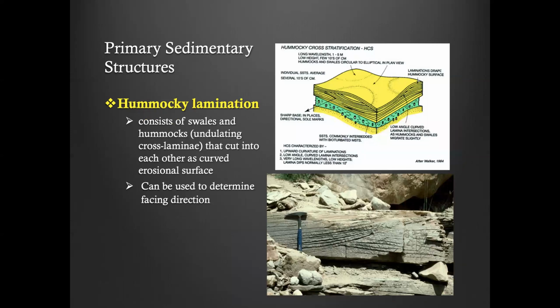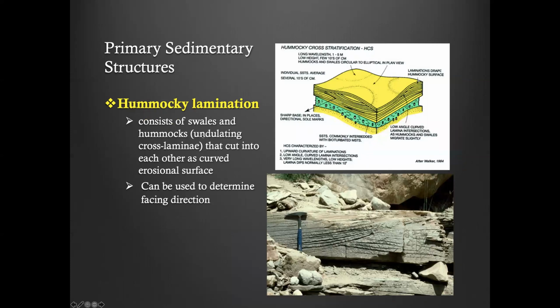Hummocky cross stratification is a little more difficult to see in outcrop. It sometimes mimics or is hard to tell from basic cross bedding. You have to have much exposure. It tends to form in deeper water, oftentimes associated with storms.